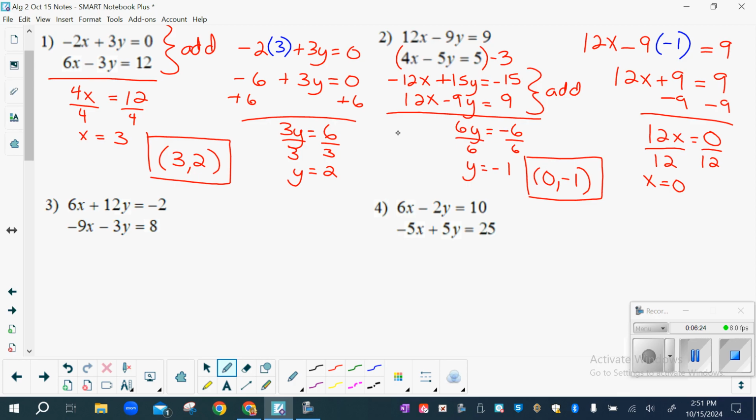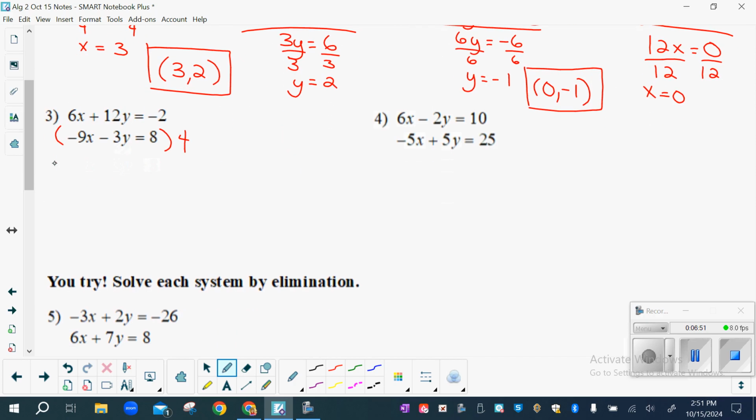Okay, what could I do on number 3? Again, I'm looking at my coefficients. The easiest would be to multiply the bottom by 4. If I looked at the x's, I would have to multiply both of them by something. I prefer not to have to multiply both of them, so I want to look at both. Does that make sense? We'll multiply this one by 4. Okay, so I get negative 36x minus 12y is 32.